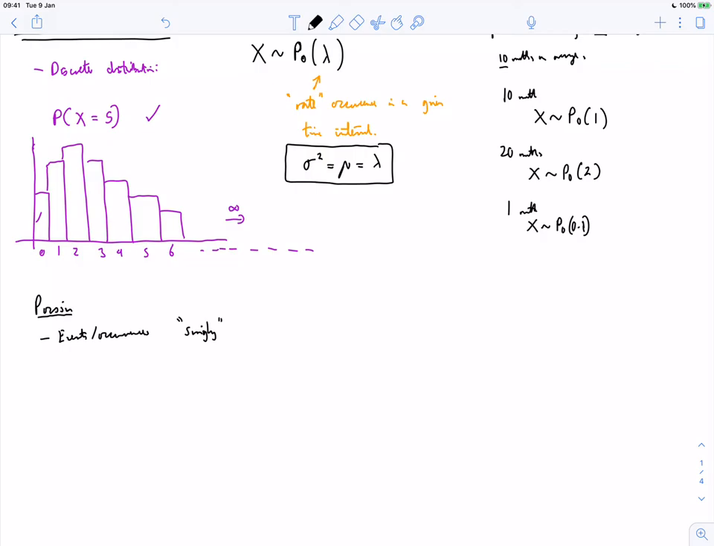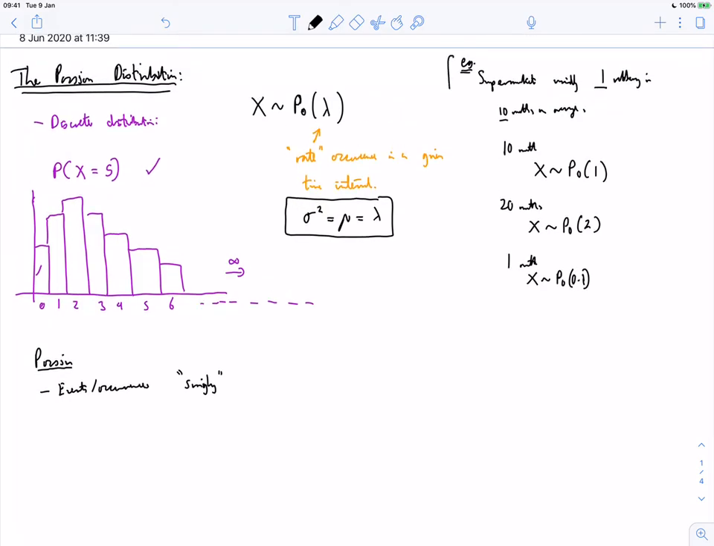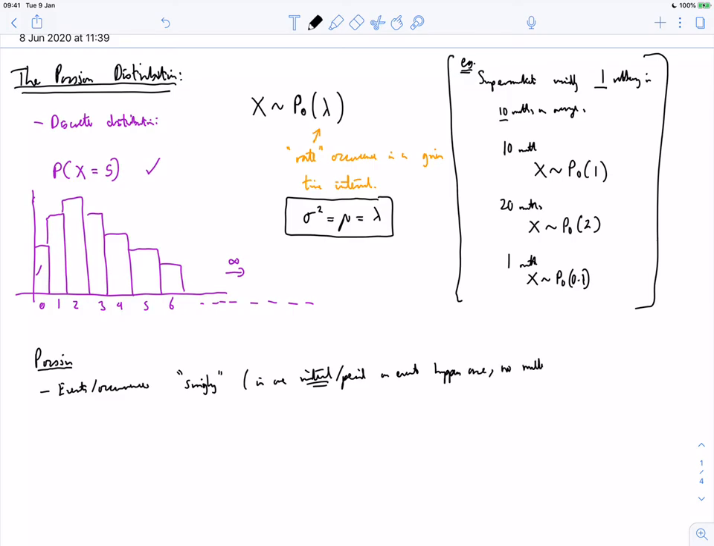I prefer the term singularly, but what do I mean? Well, let's take the supermarket example. We're going to assume that if the supermarket is being robbed by one person or one group of people, there's not another group of people robbing them at the same time, i.e. you can't have more than one robbery going on at the same time. It's just being robbed that day. So in one interval or period, an event happens once, no matter how small the interval. So events occur singly, that's one thing.